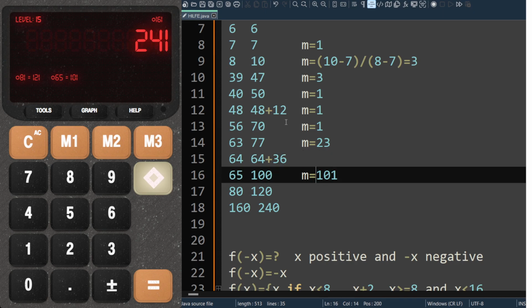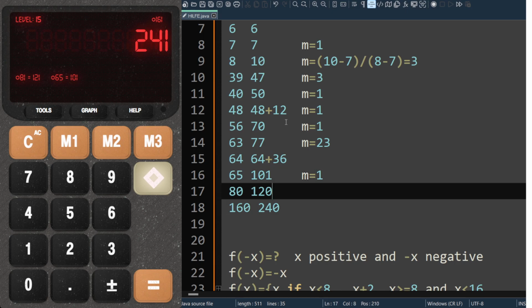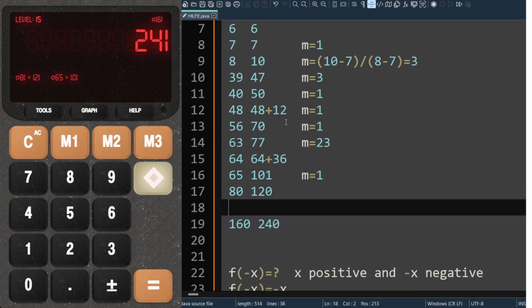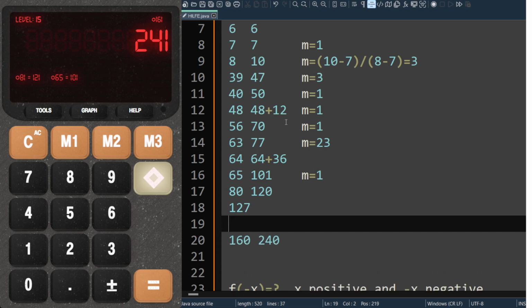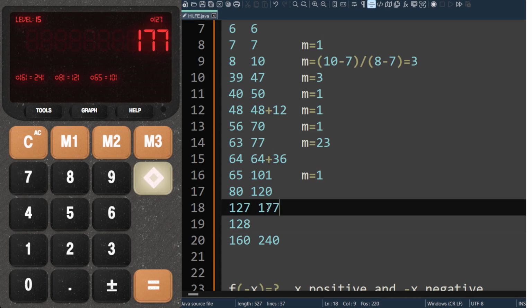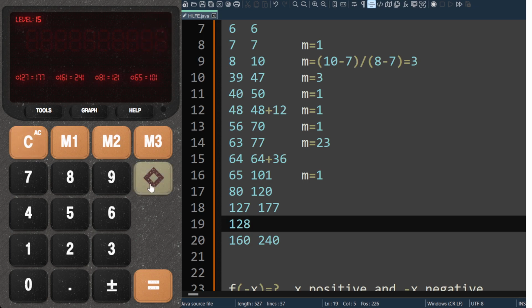Also, why did... No, it's not 165, 101, m equals 1. Let's go up to 64, 128 is what I was saying. 128, 127 and 128. I will figure this out. 177 and 200. So we have an increase of 23.